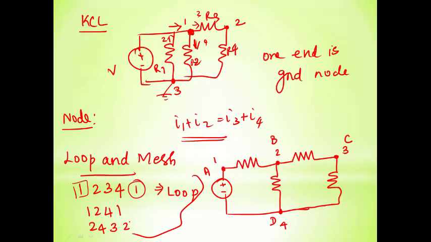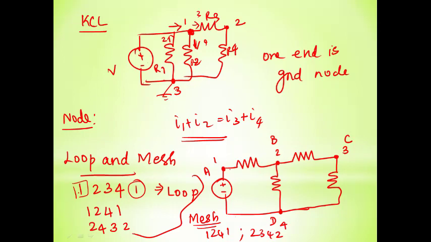And what is a mesh? A mesh is a special part of the loop that doesn't have any inner loops. Let me take 1, 2, 4, 1 and 2, 3, 4, 2. These two are said to be meshes, as they do not have any inner loops. Does 1, 2, 4, 1 have any inner loop? No. This is the final part of your loop.